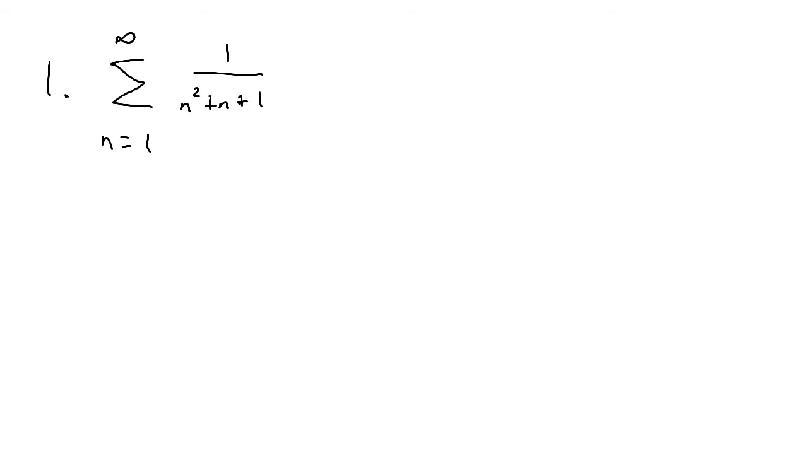Now, I can't really break up the denominator and do partial fraction decomposition and use a telescoping series, but what I can do is compare it to a similar series that I know the convergence or the divergence of. Now I'm just going to look at the most significant terms on the numerator and the denominator. On the numerator, we obviously have 1, and the highest degree in the denominator is n squared. So I can compare this to the series from 1 to infinity of 1 over n squared.